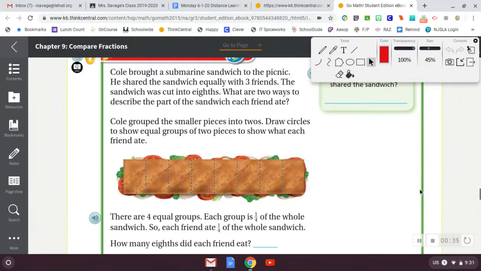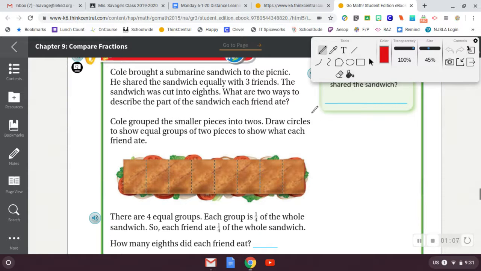First problem. Cole brought a submarine sandwich to the picnic. He shared the sandwich equally with 3 friends. The sandwich was cut into eighths. What are 2 ways to describe the part of the sandwich each friend ate? Cole grouped the smaller pieces into 2s. Draw circles to show equal groups of 2 pieces to show what each friend ate.